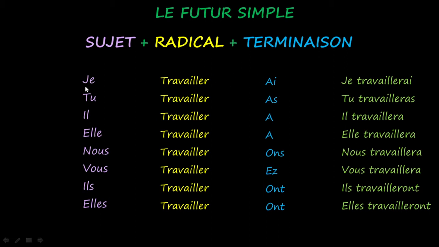So je travaillerai. Tu travailleras. Il travaillera. Elle travaillera. Nous travaillerons, pardon. Vous travaillerez. Ils travailleront. Elles travailleront. Right, so nous travaillerons, O-N-S, E-Z, it's a typo. So je travaillerai means I will work.